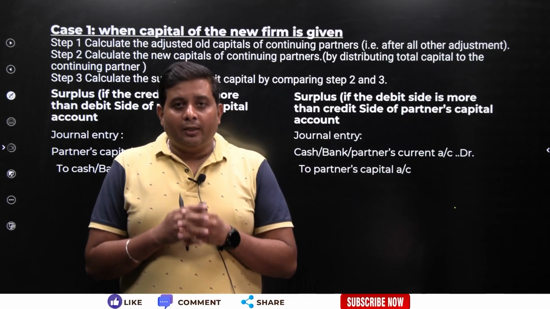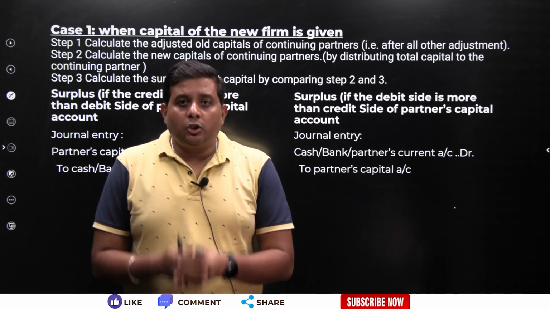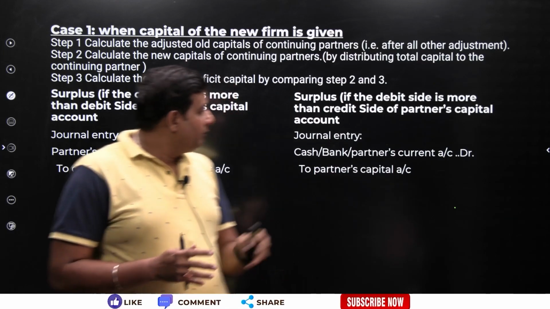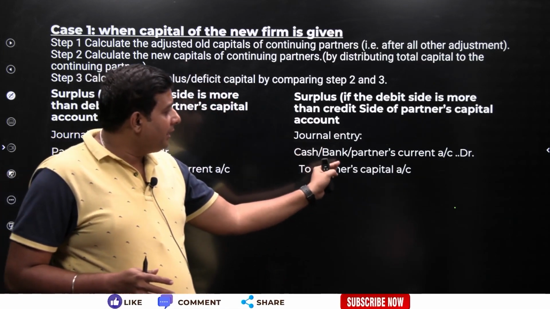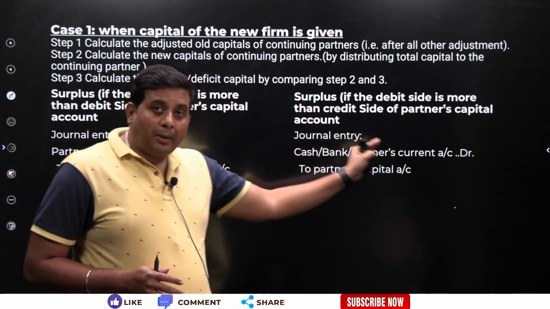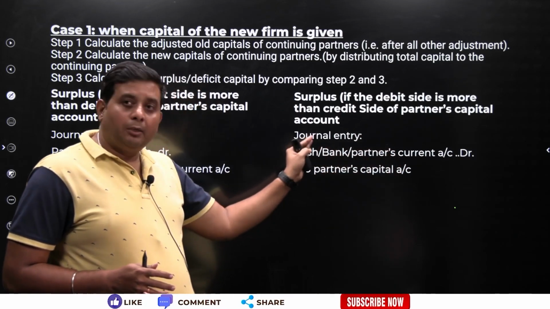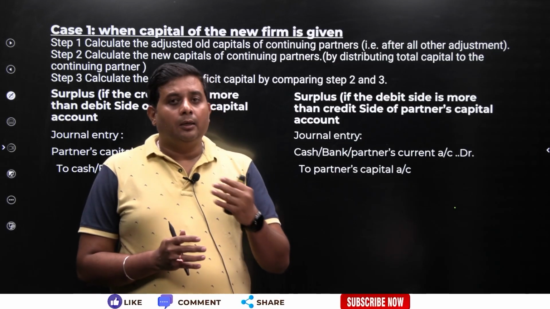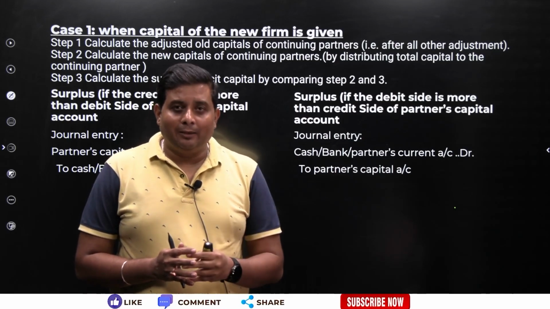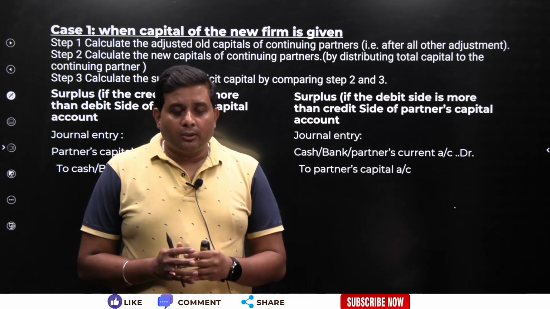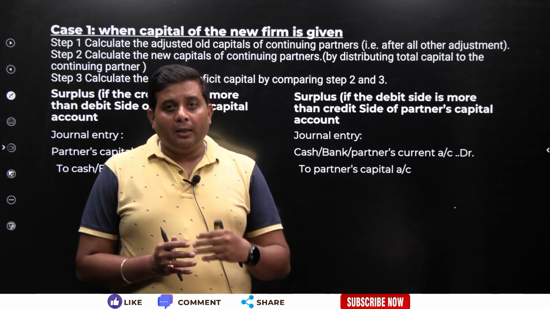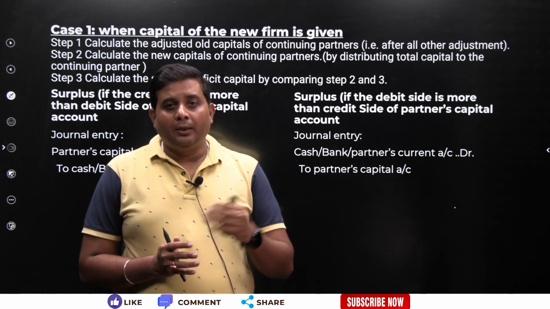Whenever there is a deficiency, the additional amount of capital has to be introduced by that partner. For this, cash/bank A/c debit to partner's current account. Now, cash/bank we can use if nothing is mentioned or if the adjustment is done immediately. But suppose it is mentioned that the adjustment is not made immediately and we can make it later on, also through opening a current account.